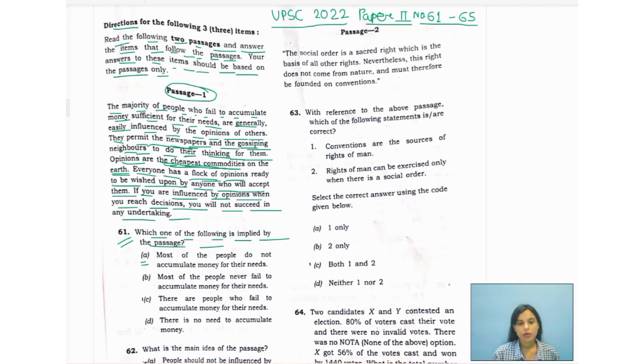Yes, let's read it. Most of the people do not accumulate money for their needs. No, not really. From the passage, we do not get to know so. Most of the people never fail to accumulate money for their needs. No. Option C says there are many people who fail to accumulate money for their needs. Yes, this one is correct. Option D says there is no need to accumulate money. No. So these three options are not at all given in the passage. Let's move forward to number 62.